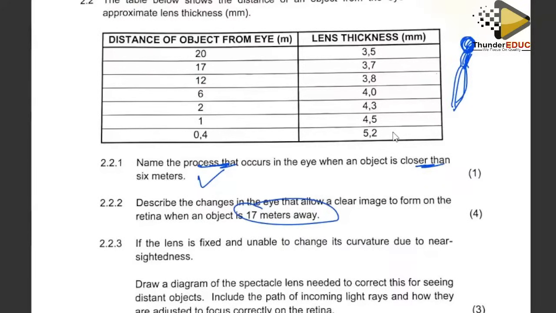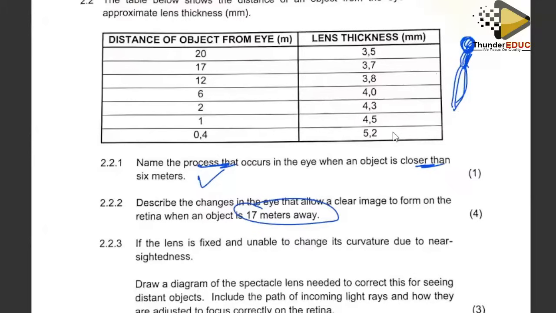The tension on the lens increases. The lens becomes less convex, and then light rays are refracted less. Yes, because the lens is less convex, light rays are refracted less, and then a clear image is focused onto the retina. So basically, that's it.